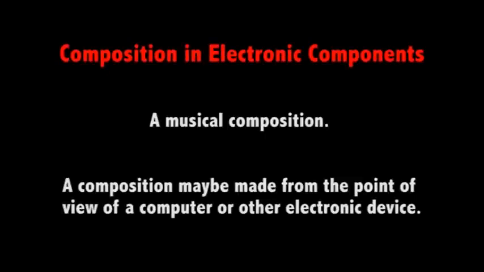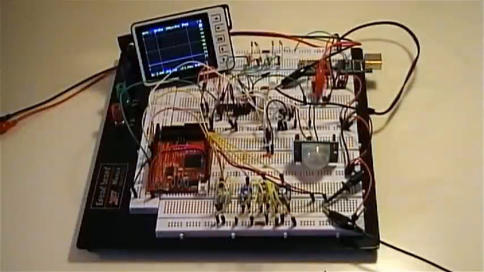Composition in Electronic Components, Experiment 1. A musical composition. A composition may be made from the point of view of a computer or other electronic device. Do computers like us? Do they like the interaction we have with them?